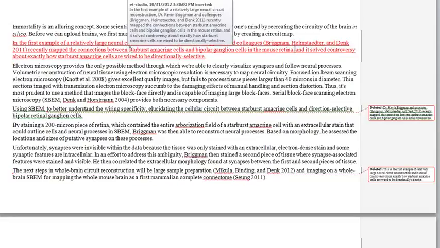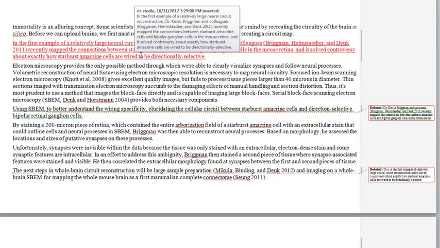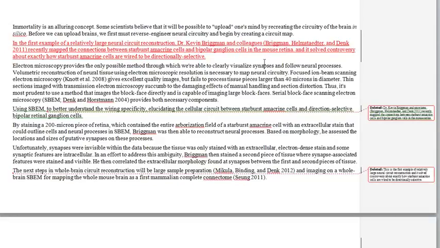Now there is a little bit of jargon here. We got these two types of cells, the starburst amacrine cells and the bipolar ganglion cells. So I think the reader might need a little bit more clues as to what those are. I'm guessing that those are neurons. So what did we say? Key neurons in the mouse retina. And we can put the two types of cells in between dashes. So something like that gives us a nice statement of the significance of the work. We get early on what this paper is going to be about. It's going to be about Dr. Brigman's study where he mapped the connections in the mouse retina.